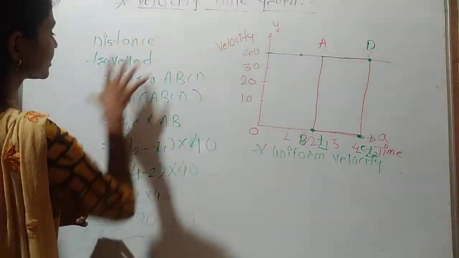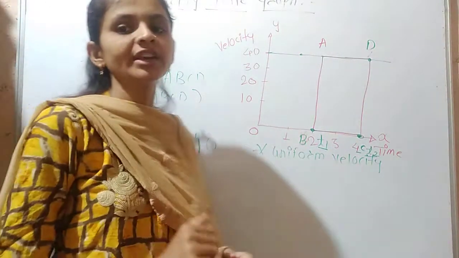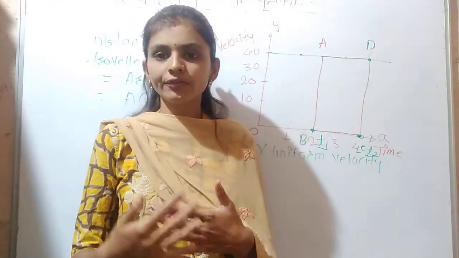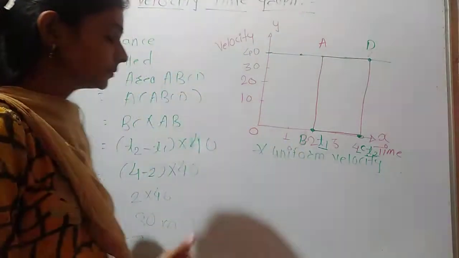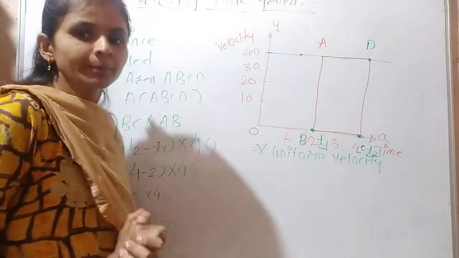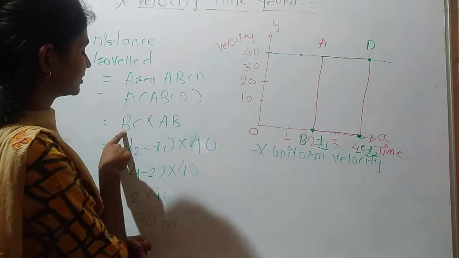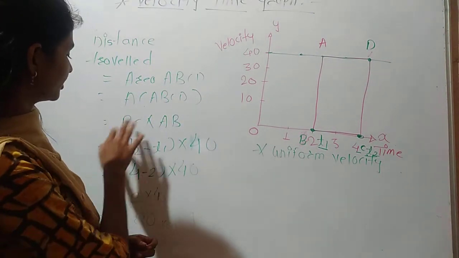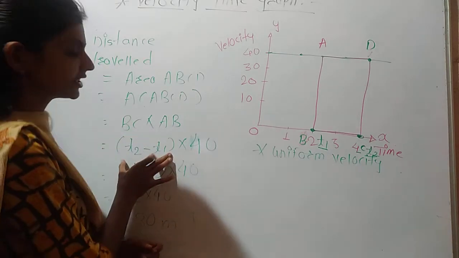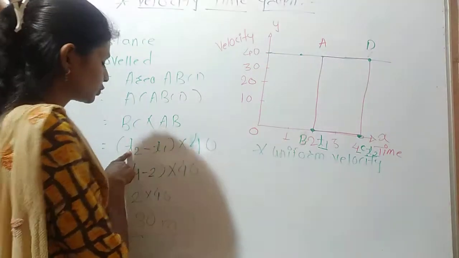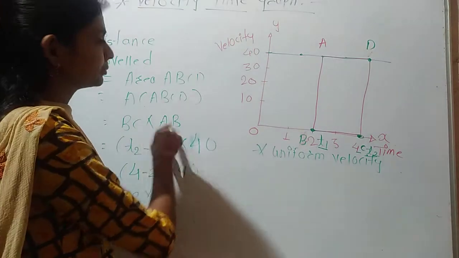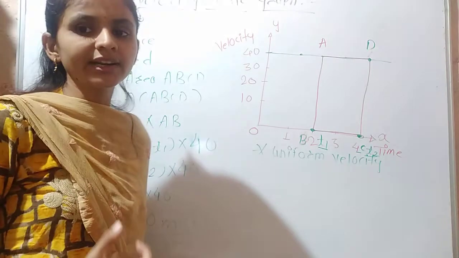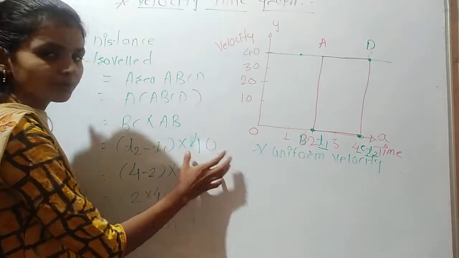So the total distance traveled by the object is equal to the area of ABCD, which is a rectangle. We know that the area of a rectangle is equal to length multiplied by breadth. Here AC is the length and AD is the breadth. BC is the time interval, T2 minus T1, and BC has a value because it is showing the constant velocity, that is 40.